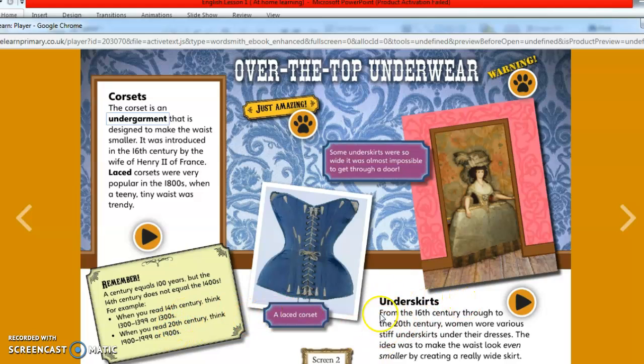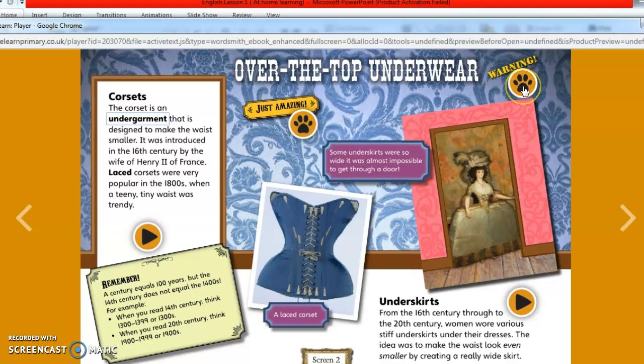We have another small subheading here, which is undergarments. We are going to read from the 16th century through to the 20th century. Women wore very stiff skirts under their dresses. The idea was to make the waist look even smaller by creating a really wide skirt. I don't think you have done that before. We have another picture here with a caption. Some skirts were so wide it was almost impossible to get through a door. You can look at it and see what that means.